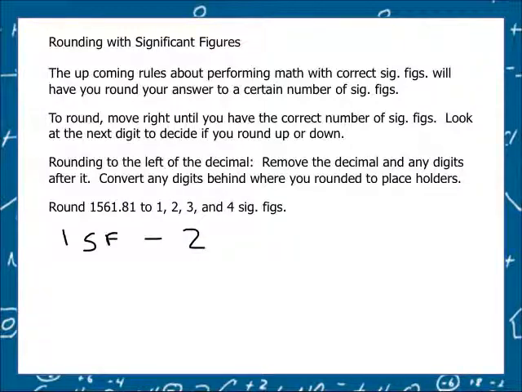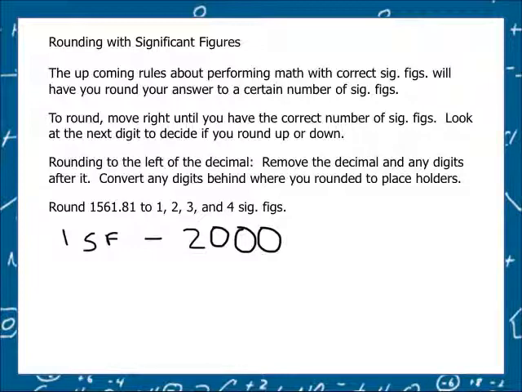Now 2 has the correct number of significant figures that we're looking for in this example, 1, but do you think 2 is a very good estimate of the original number, which was 1,561.81? No, and that's because it's much, much too small. We need placeholder zeros. And I need 3 placeholder zeros to keep that number in the thousands place.